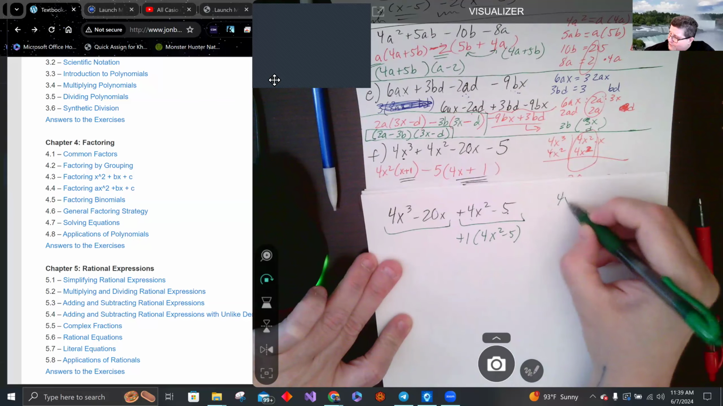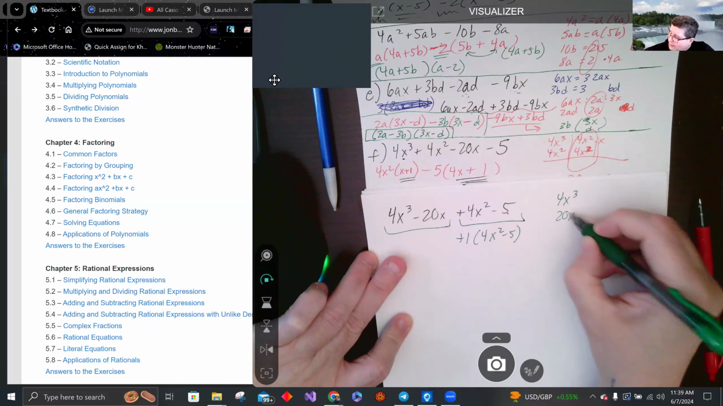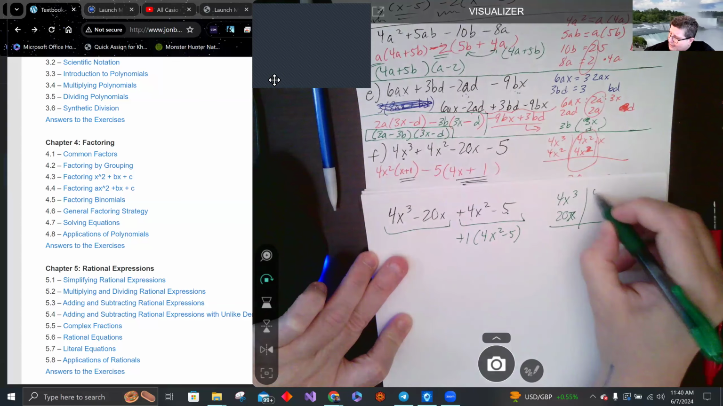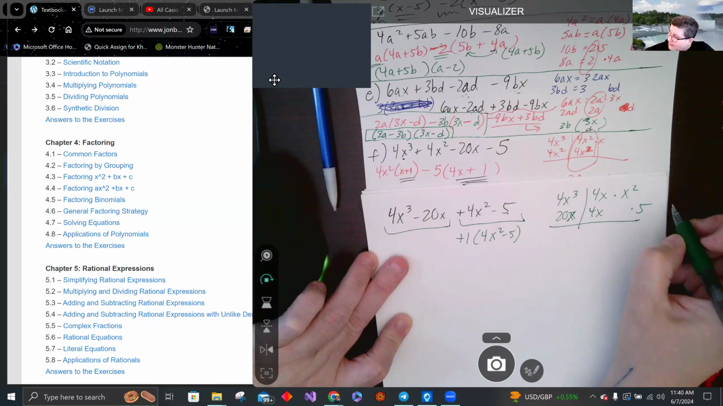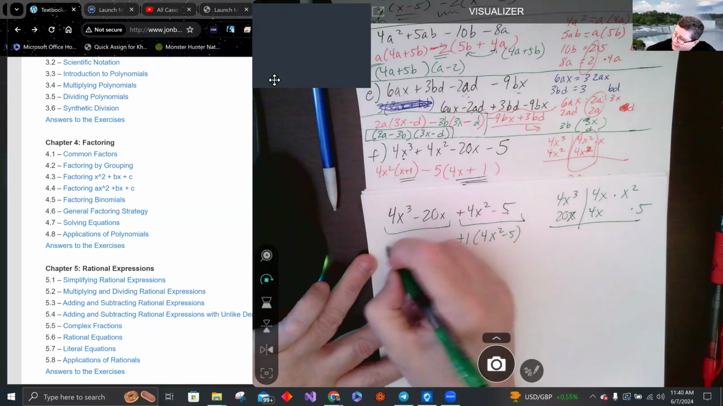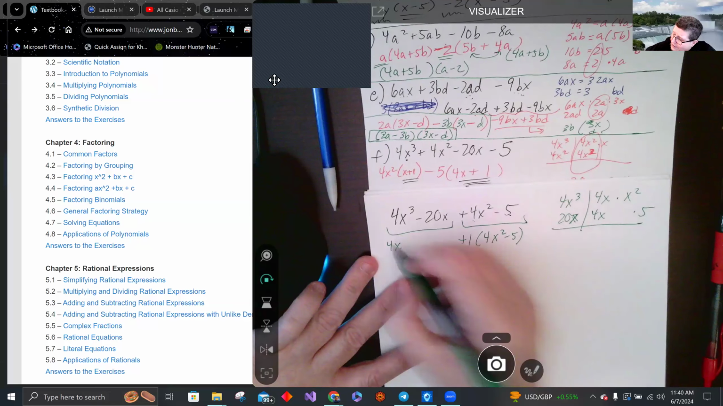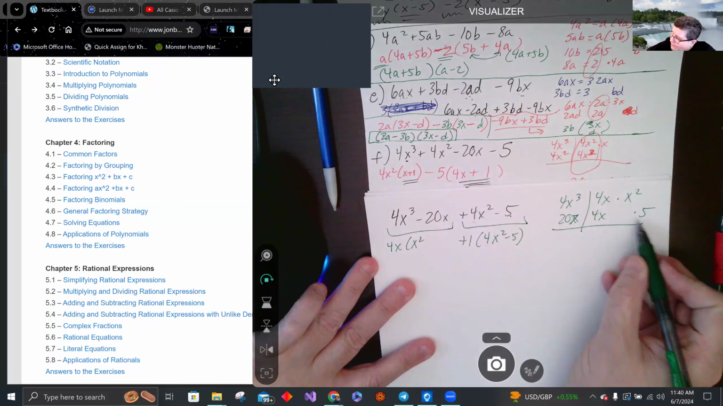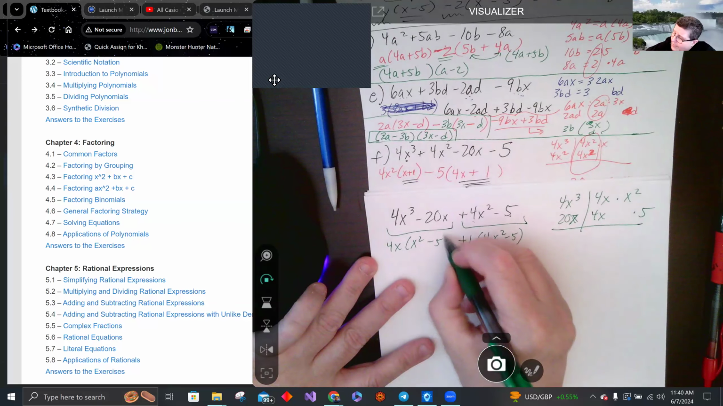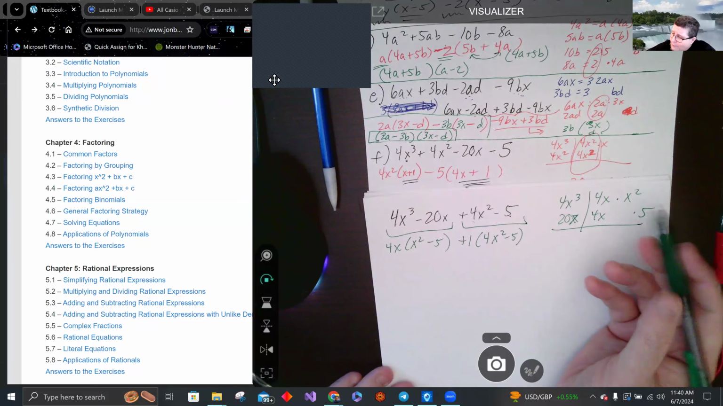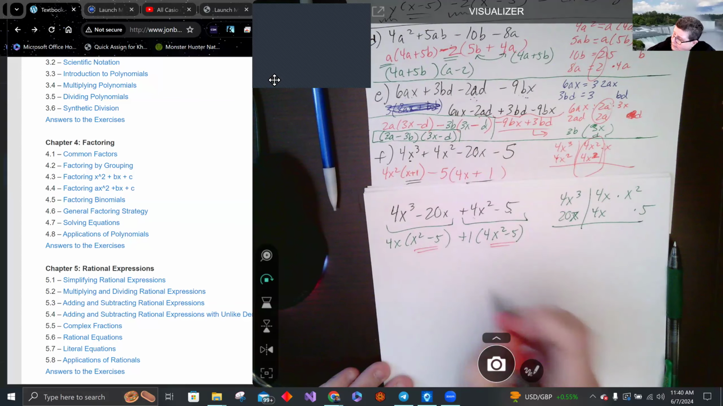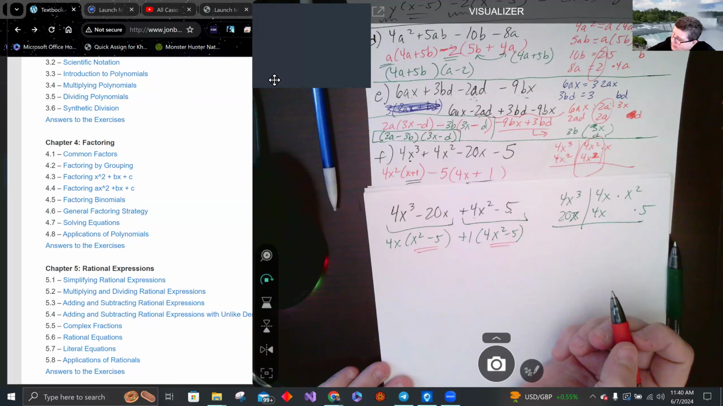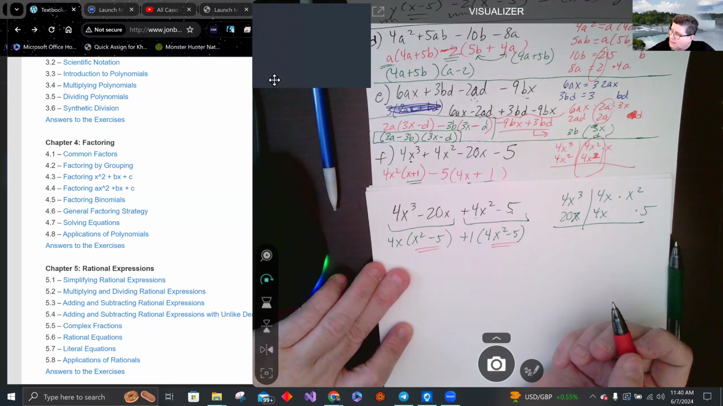If I factor the first pair, they have a 4x in common. And this has an extra x squared, and this has a 5. So they both have a 4x, and this has an extra x squared. And we've got minus 5. Now we can put them together because now these match. Wait. No, they don't. They still don't match.